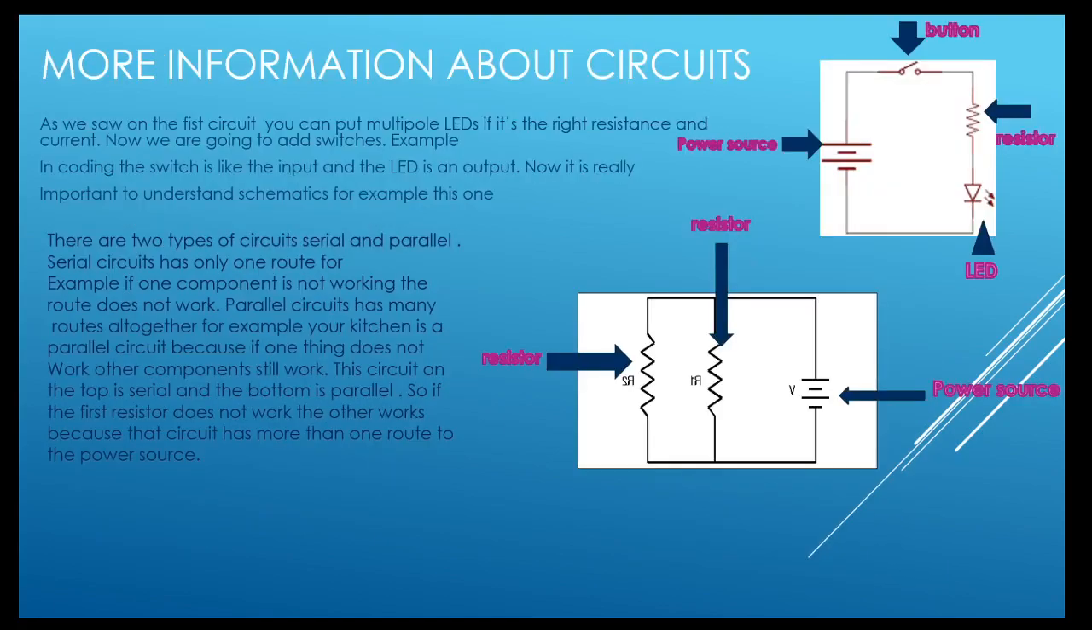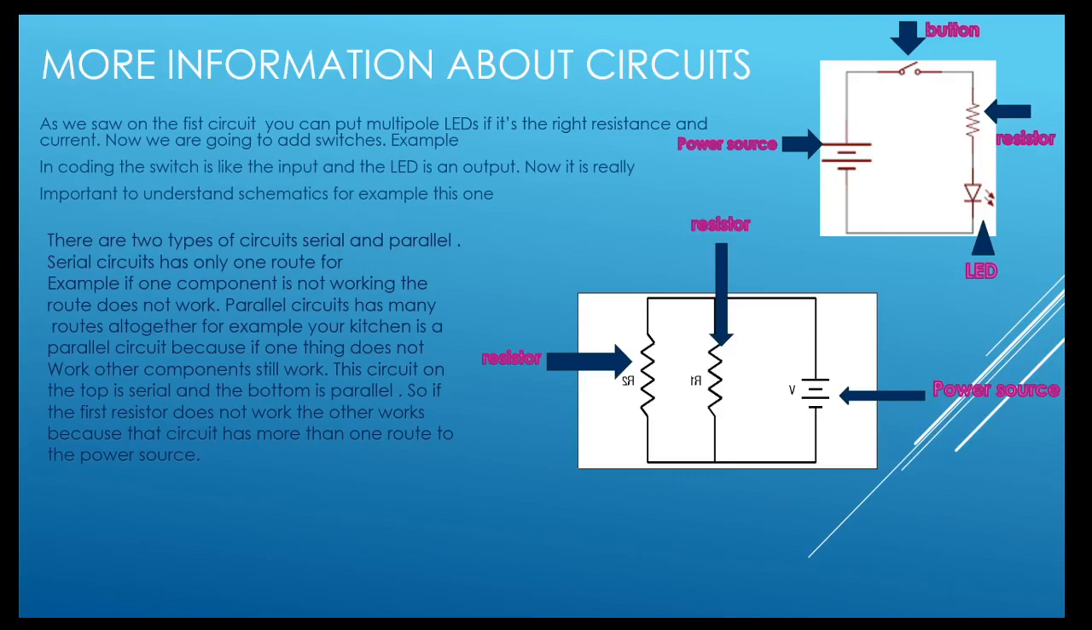More information about circuits. As we saw on the first circuit, you could put multiple LEDs if you have the right resistance and current. Now we're going to add switches. For example, in coding, the switch is like input and the LED is like output. Now it is really important to understand schematics. For example, this one on the top right goes from the power source to the button, to the resistor, to the LED. The button is kind of like a bridge, like a drawbridge. A resistor resists the energy and then the LED lights up.